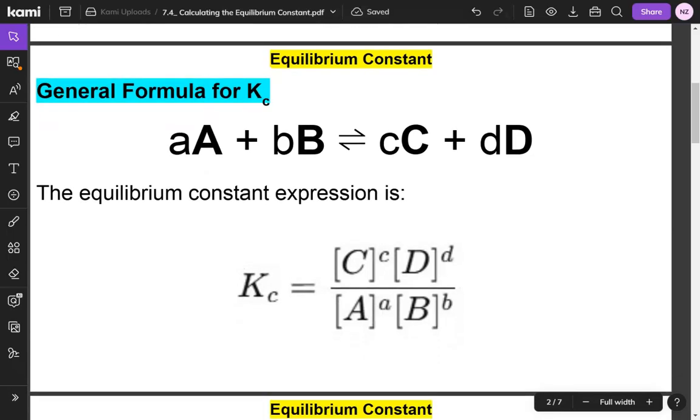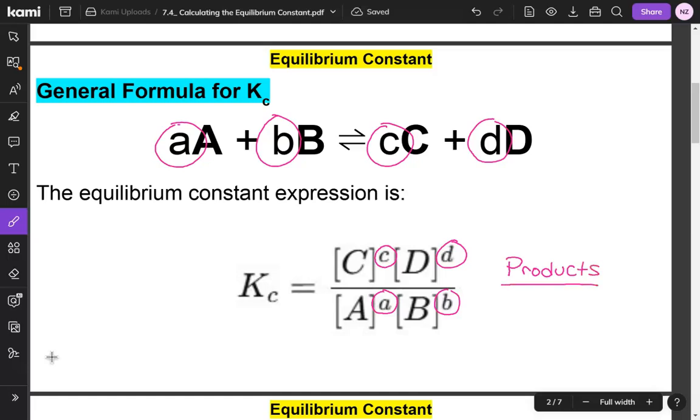So this is the general formula for Kc. Again, Kc is when we have molarity. All of our coefficients are represented in this general form with lowercase letters. Those now become exponents when we write out our equation, and it's always products over reactants. So you take the concentration of each product, and then any coefficient becomes an exponent, over the reactants.